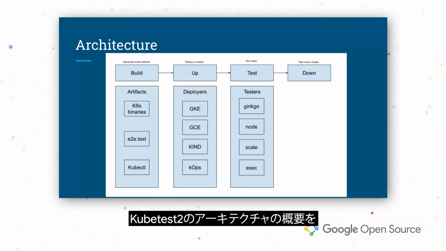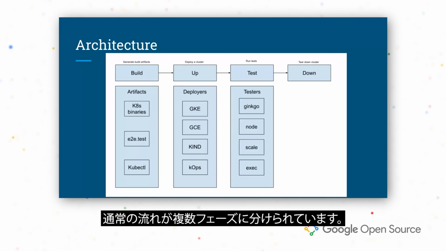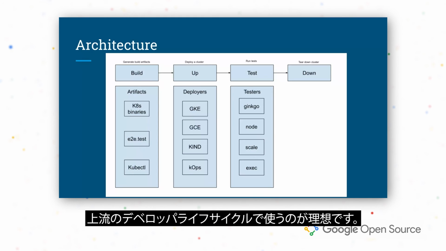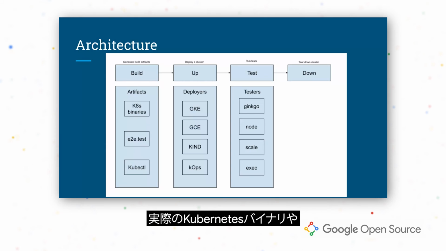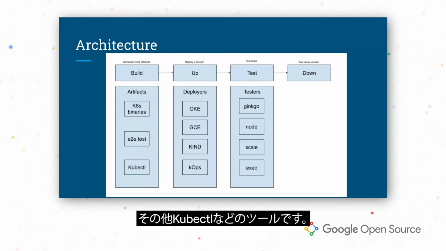Now let's take a quick look at the architectural overview of Kubetest2. As mentioned earlier, a typical flow is broken down into multiple phases. We start with the build phase, which is mostly an optional phase and which we most preferably use in the developer lifecycle upstream. In this phase, we build Kubernetes artifacts from source, be it the actual Kubernetes binaries or the integrated upstream end-to-end test binary, or other tools like the kubectl CLI itself, which you would want to use to interact with your cluster.